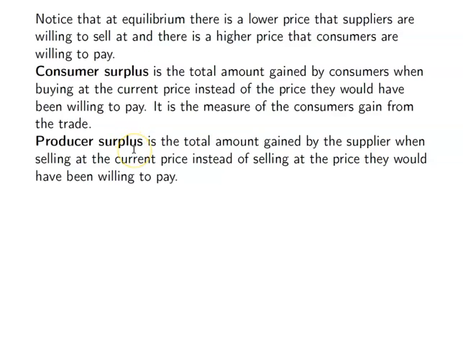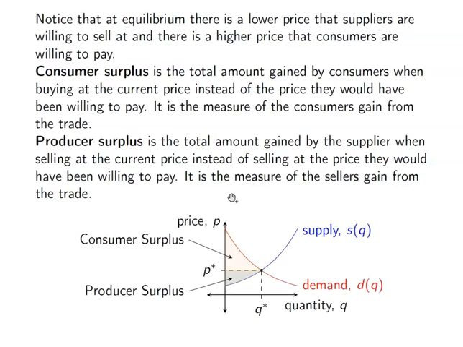The producer surplus is the opposite of that. It's how much the producer gains out of the deal. I would have sold this at a lower price, but you were willing to buy it higher than I was willing to sell it. So I'm making money off of it. That's my surplus, the producer surplus. It's the total amount gained by the supplier when selling at the current price instead of the price they would have been willing to sell at. It's the measure of the seller's gain out of the trade.